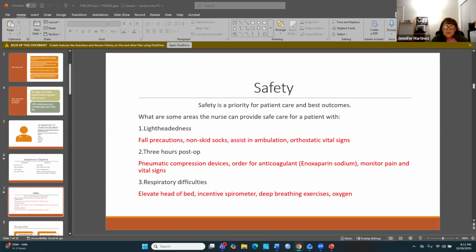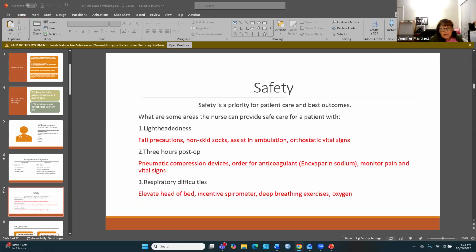Patients that are having respiratory difficulties, right? One of the first things that we can do if we walk into a patient's room and they are short of breath is elevate the head of the bed, sit them up, okay? That's going to help allow them to take those deeper breaths and relieve some of that shortness of breath.